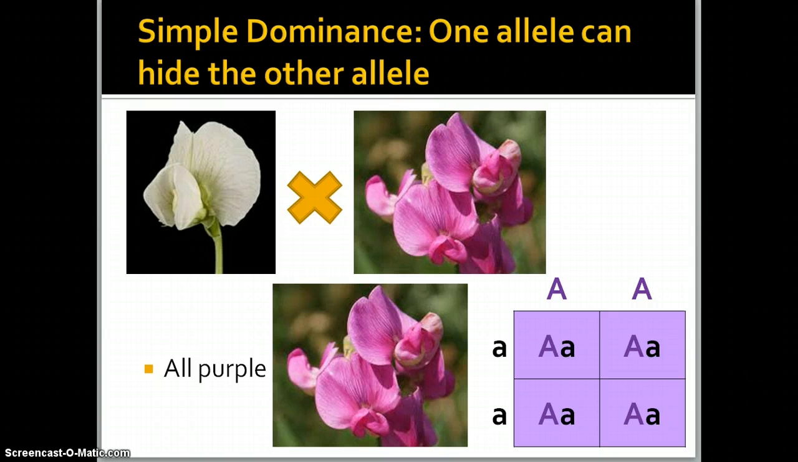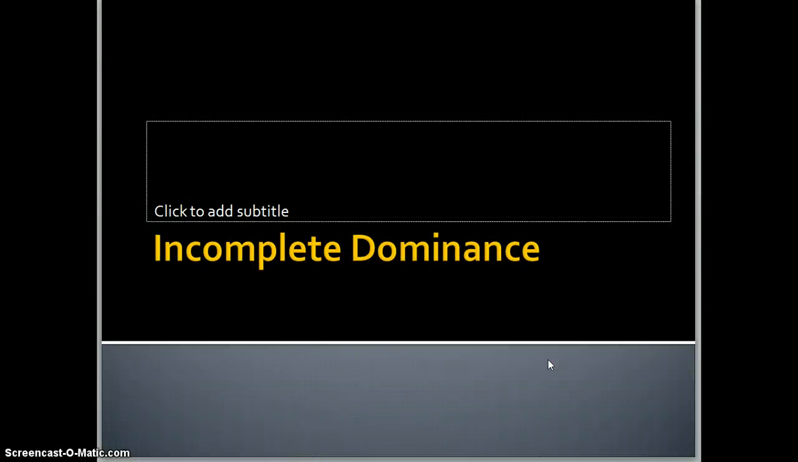One allele can hide the other allele. In this example, you cross a white plant with a purple plant, both homozygous, and you're going to get heterozygous offspring. They have one dominant allele, and because they have one dominant allele, they're going to express all purple. This is complete dominance. One allele can hide the other allele. Next, we're going to look at incomplete dominance.